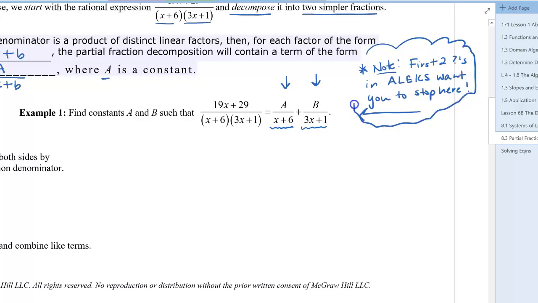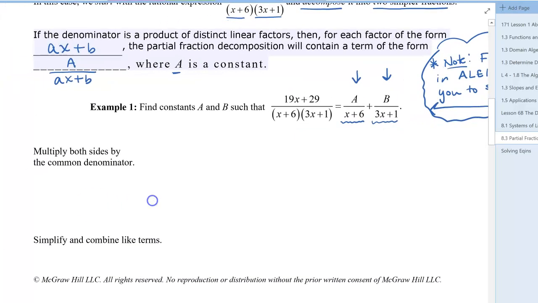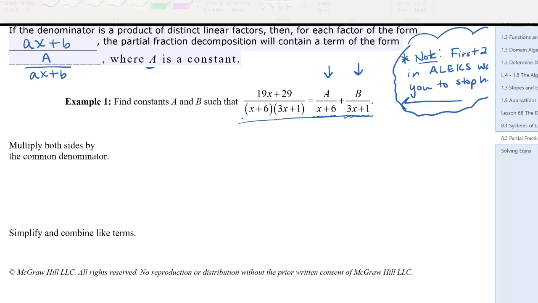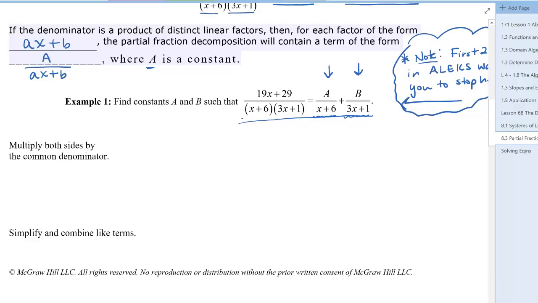How do you find A and B? We have an equation that we have set up now, this equation here. There's a technique you can use in algebra to simplify fractions, and that is multiplying by the denominator. Since this is an equation, as long as we multiply both sides by the same thing, they should still be equal. So I'm going to multiply both sides by x plus 6 times 3x plus 1.